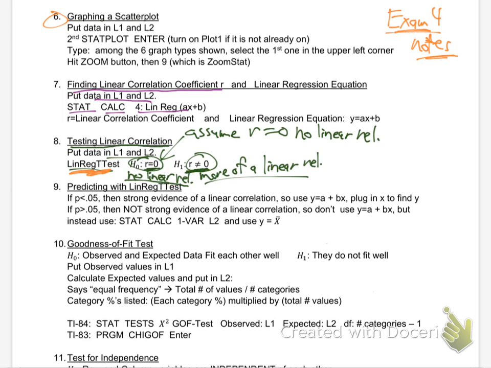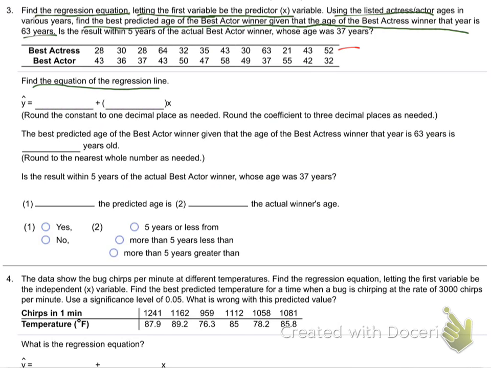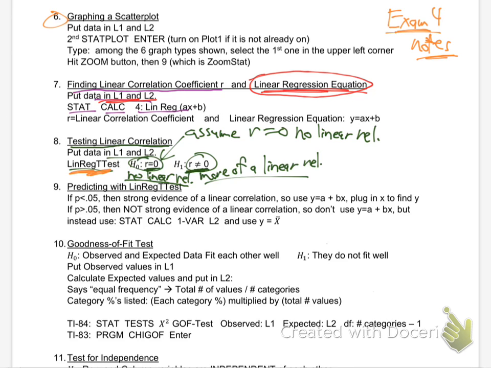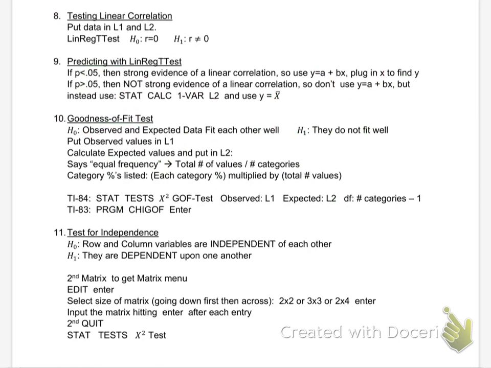Predicting, finding linear correlation. Oh, and linear regression equation. So how do we find, there's what we want, the linear regression equation. Put data in L1, L2. Let's do it. So put this data in L1. Clear out the old data from the last problem. Put L1 and L2 data in your calculator. And then what? Hit stat, calc, and 4 linear regression.